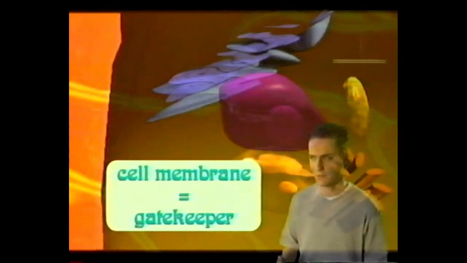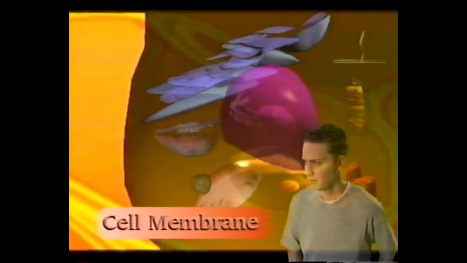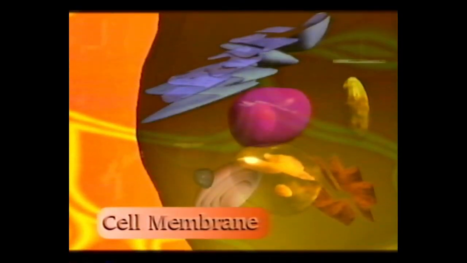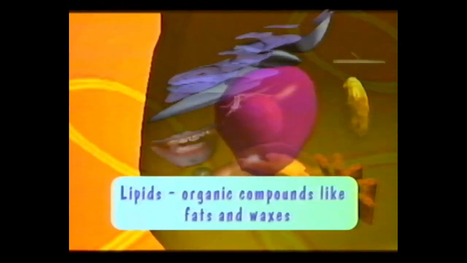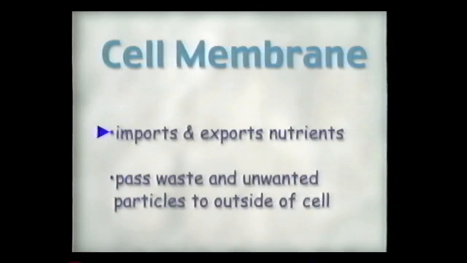Okay, if you're the gatekeeper, then tell me why I'm in here. I thought you were a lipid. Lip? I didn't give you any lip. Not lip, lipid. Lipids are organic compounds, like fats and waxes, that can pass easily through me. So all you do is let nutrients pass through you to get into the cell. No, I export nutrients to other parts of the body and let waste and unwanted particles pass through me to leave the cell as well.